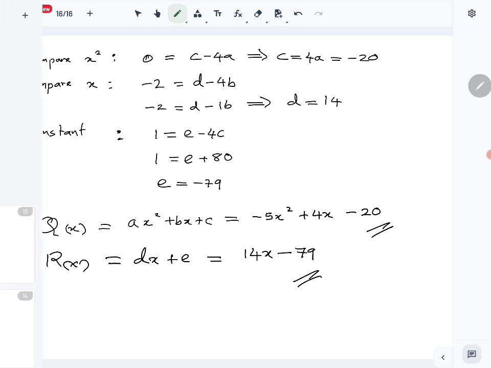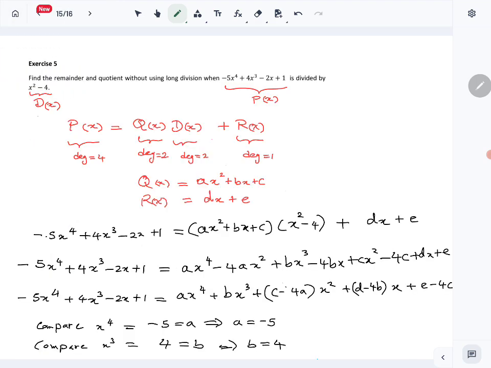You can do this using long division also, okay. If they don't specify a method, here they specified that you can't use long division, but if they don't specify a method, always use long division. Long division is easier than comparing coefficients. There are fewer mistakes in that method than in this method, right?